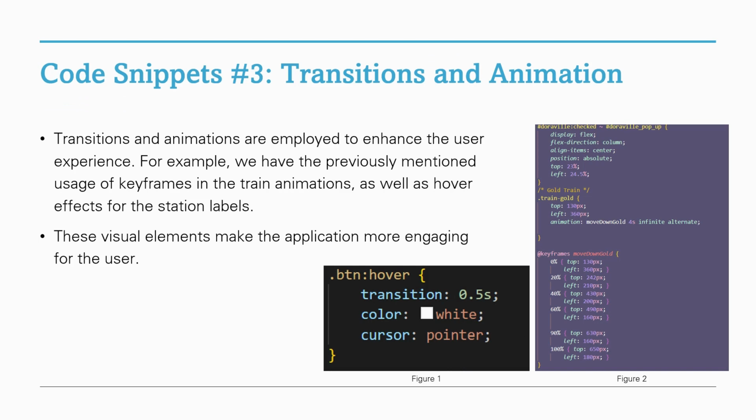And then code snippet number 3, transitions and animations. Here we use a transition animation in order to enhance it for our users. Whenever they look at the button hover, we can see that the pointer changes the colors to white whenever they're hovering over it. You can see the CSS for it in figure number 1. Also, we use previously mentioned keyframes in the train animation as well as the hover effects for the station labels. These visual elements help make the application more engaging for the user.